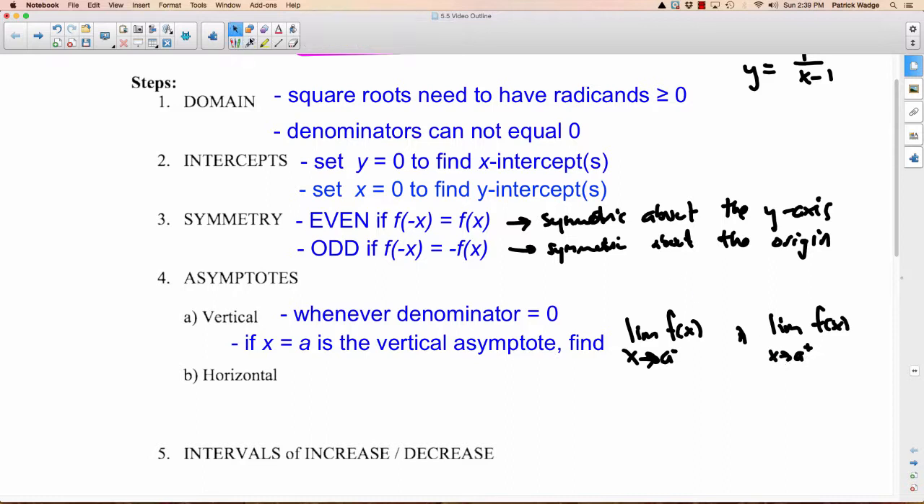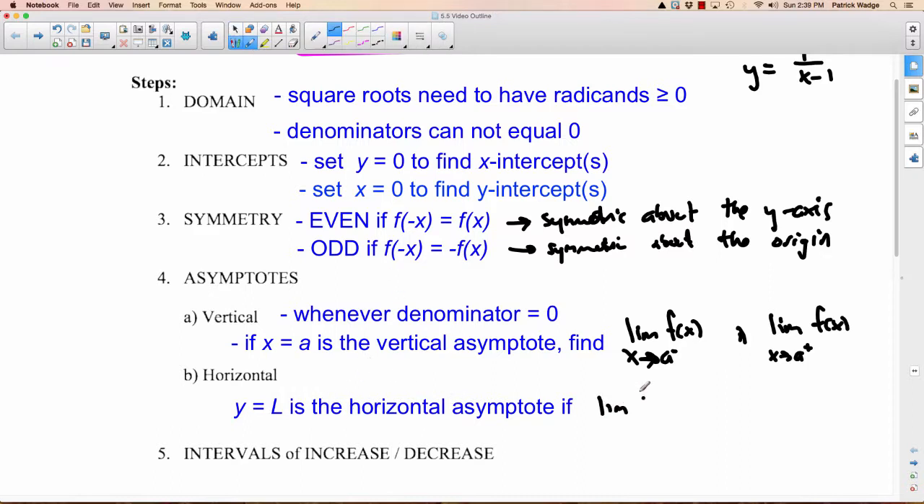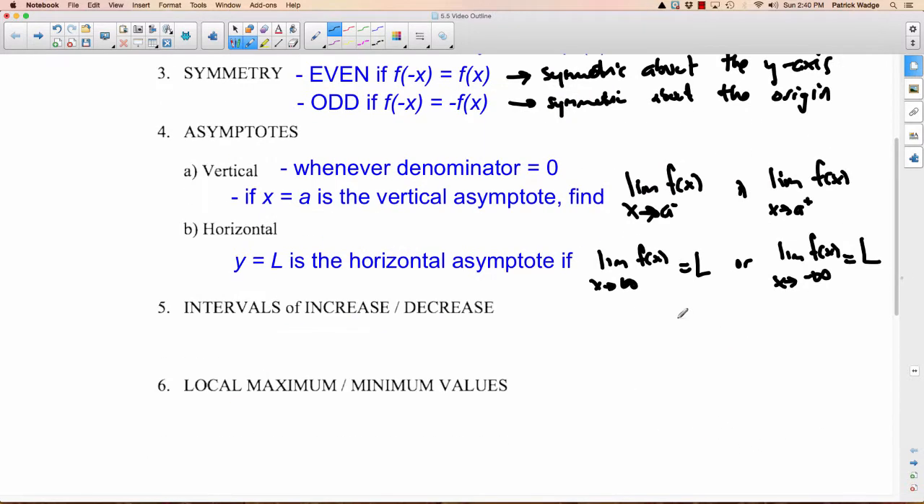For horizontal asymptotes, we said that y equals L is the horizontal asymptote. That'll be the equation of the horizontal asymptote if the limit of f of x as x approaches infinity equals L, or if the limit of f of x as x approaches negative infinity equals L. So in order to figure out the horizontal asymptotes, you're going to evaluate the limit as x approaches infinity and negative infinity.